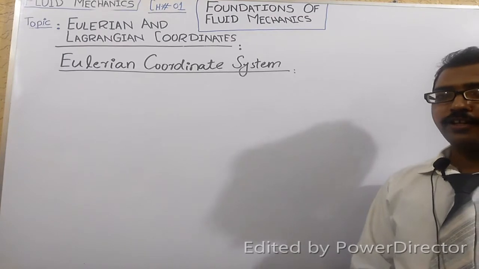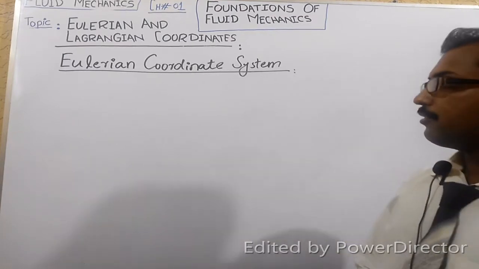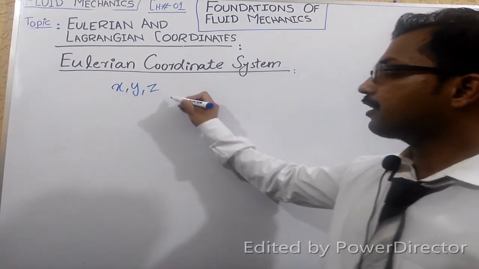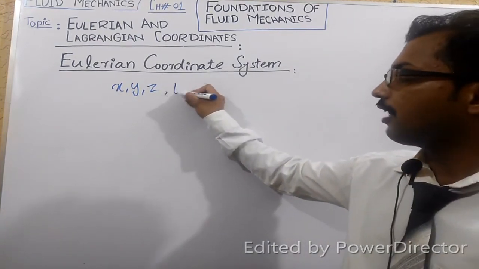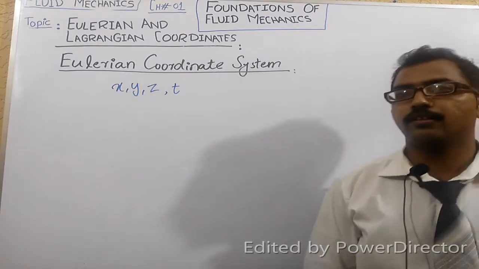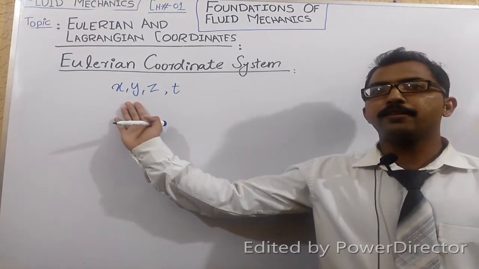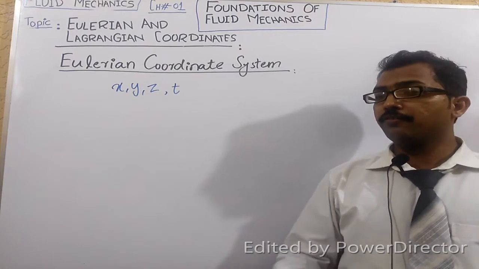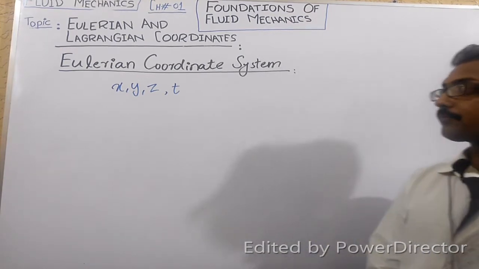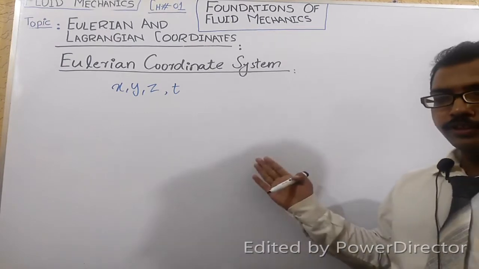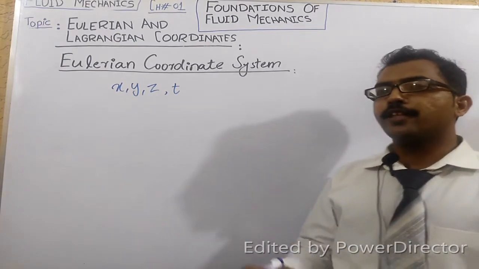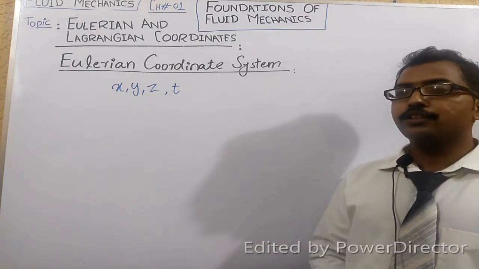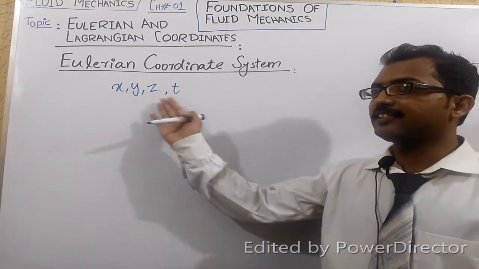In the Eulerian coordinate system, the independent variables are the space coordinates x, y, z and time t. The space coordinates could be the rectangular coordinates, or they could also be the general curvilinear coordinates. In the Eulerian flow description, the motion of a fluid is given by prescribing the necessary fluid properties as functions of space variables and time t.